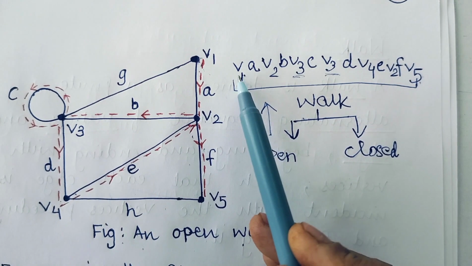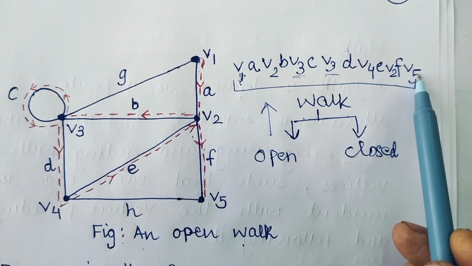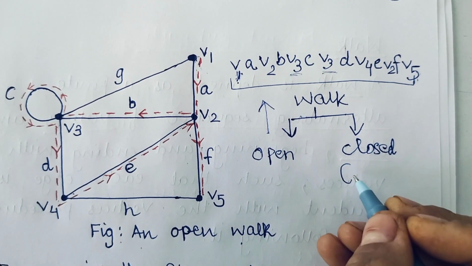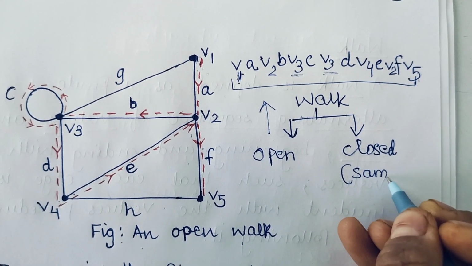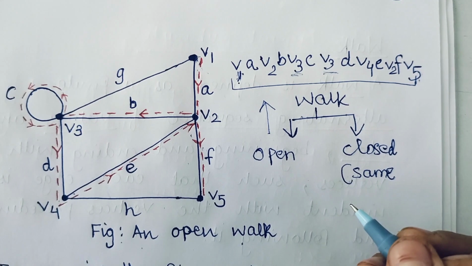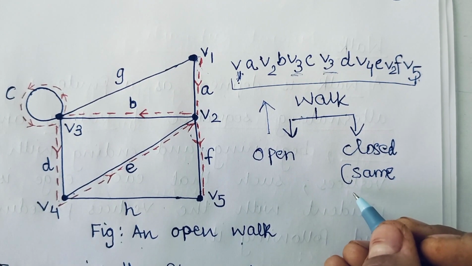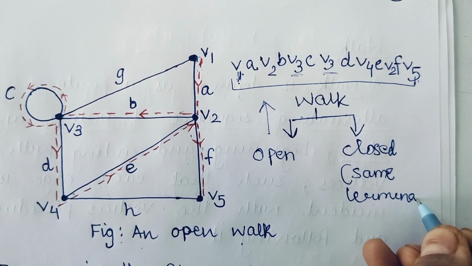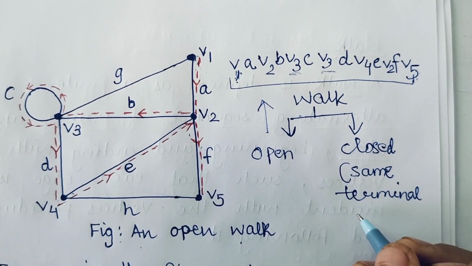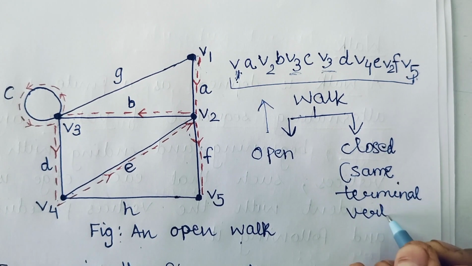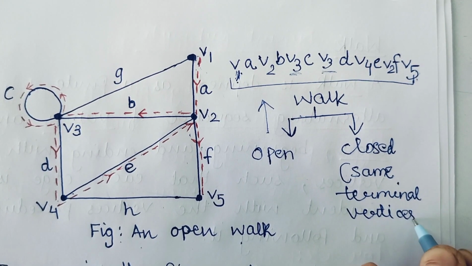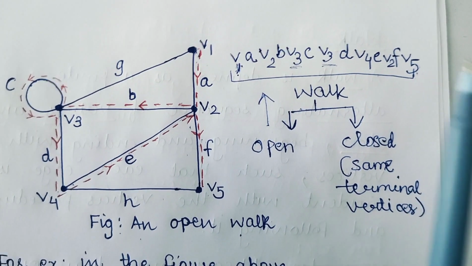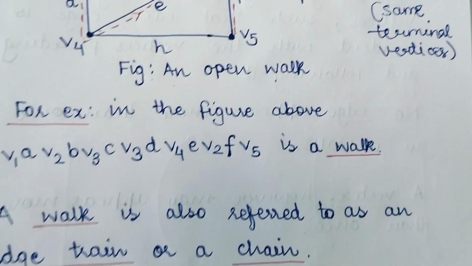Otherwise, when the opening and ending vertices, that is the terminal vertices, are same, then the walk is known as the closed walk. So any such walk in which the terminal vertices are different is known as an open walk, and any such walk in which the terminal vertices are same is called the closed walk. And here, as we can see, the terminal vertices are different, so this is an open walk.